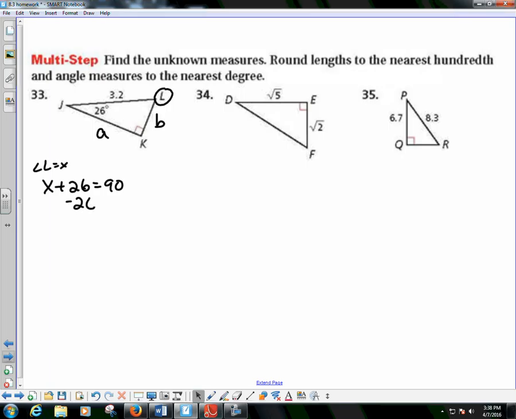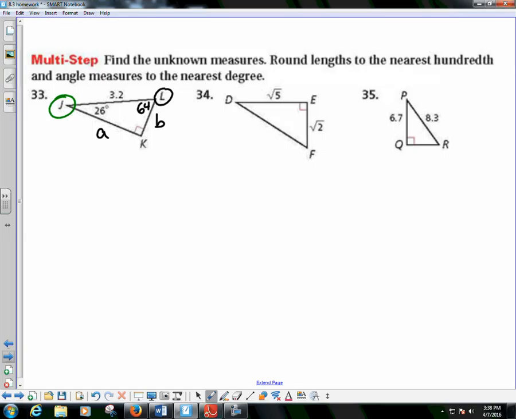I'm going to subtract 26 from both sides, and that's going to tell me that x is 64 degrees. So that's that. The next thing that we need to do is figure out A and B. So because 26, I have confidence in that. I don't know if you heard my hesitation, but I'm a little bit worried about 64 degrees.